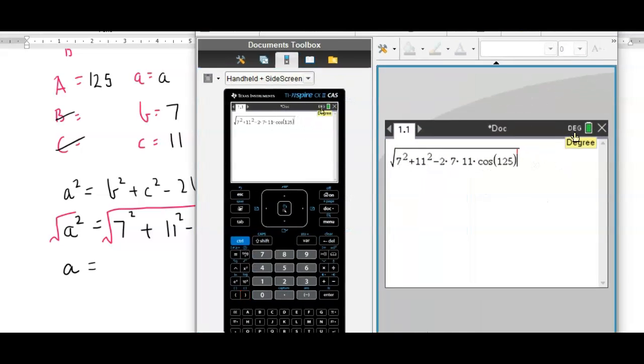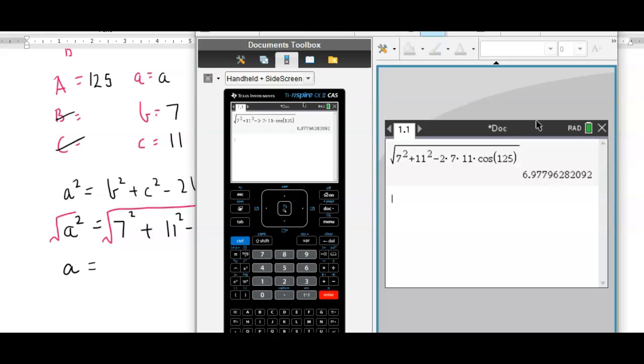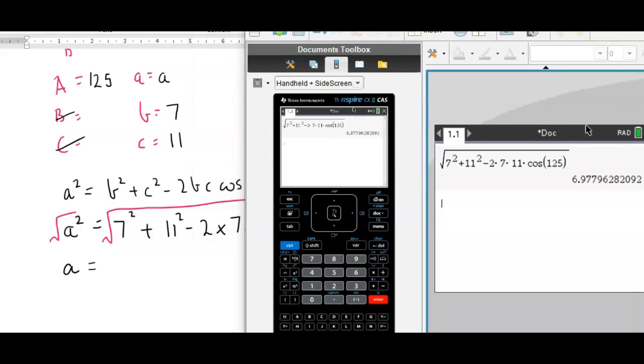Girls, remember you have to be in degree mode. Okay, and just check before you press enter that you've put in everything correctly. Your angle should be in brackets, so if it's not, it might not work for you. So there we go, 6 point.